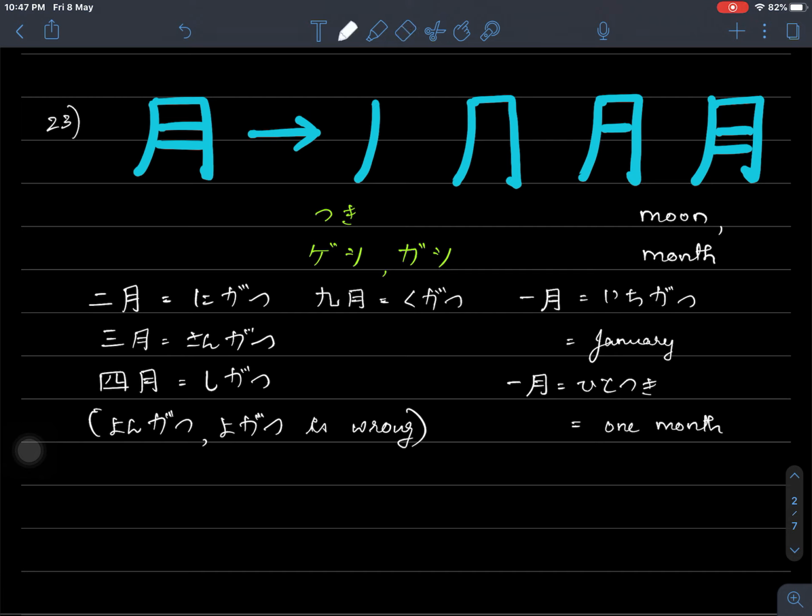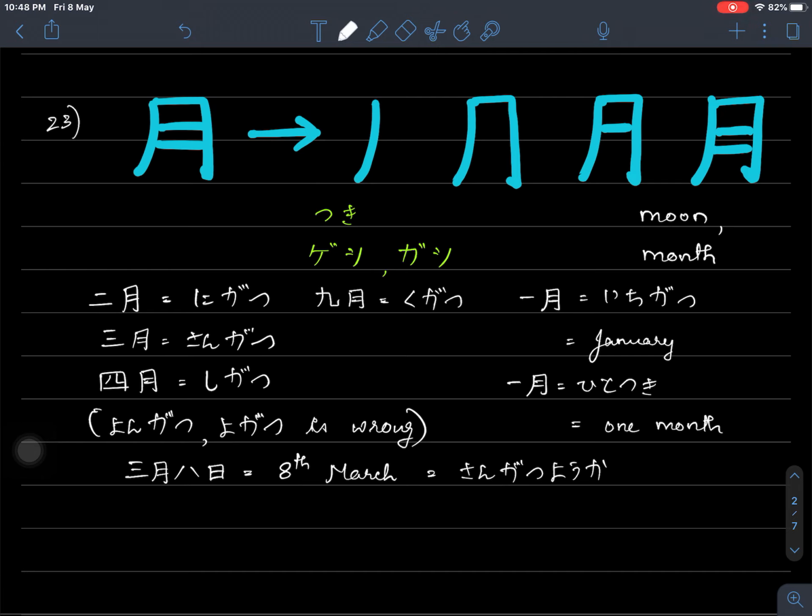Now let's see how we can write dates now that we know how to write both days and months. So for example, I hope you can tell the date even if you don't know how to read it exactly. The date is of course 8th of March, and you will read this as Sangatsu yoka. Sangatsu yoka.